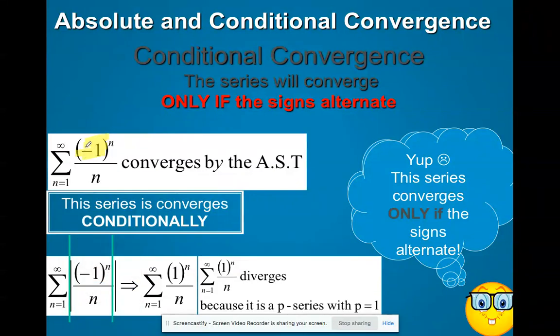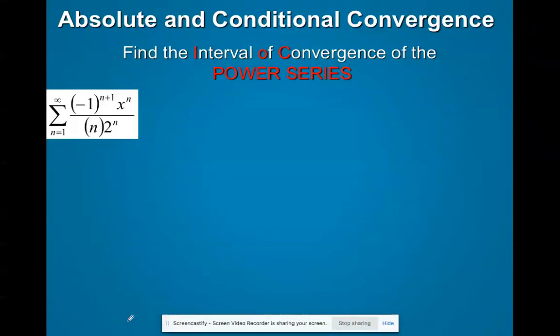The previous one, it didn't matter whether my signs alternated or not. I had a convergent series regardless. That's converging absolutely. So this was absolute and conditional convergence for a numeric series. Let's do a power series.